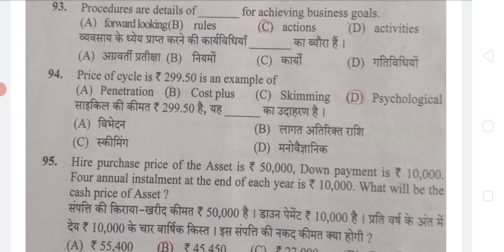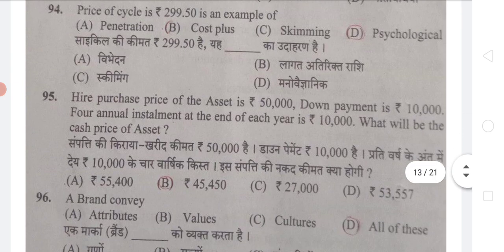Price of cycle is rupees 299.50 is an example of D. Psychological pricing. Higher purchase price of the asset is rupees 50,000. Down payment is rupees 10,000. Four annual installments at the end of each year is rupees 10,000. What will be the cash price of asset? B. Rupees 45,450. A brand conveys D. All of these: attributes, values, cultures.